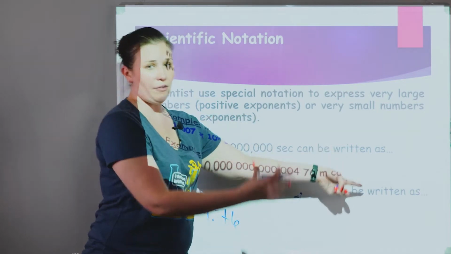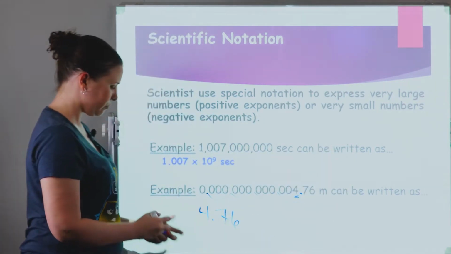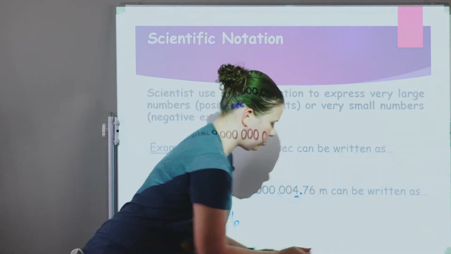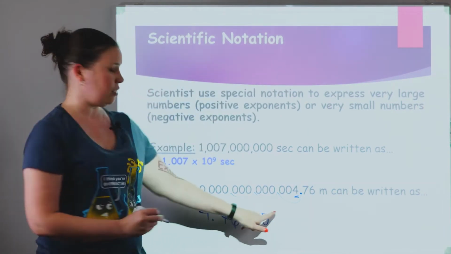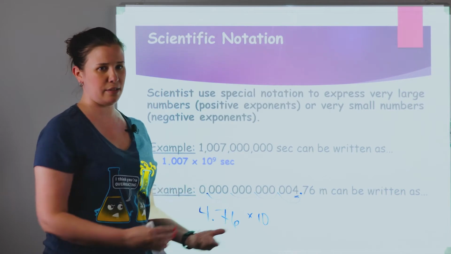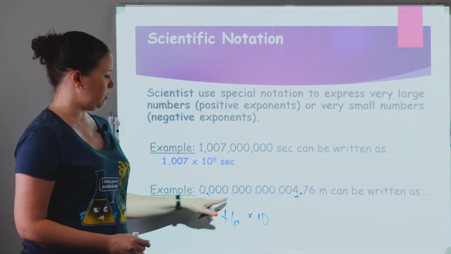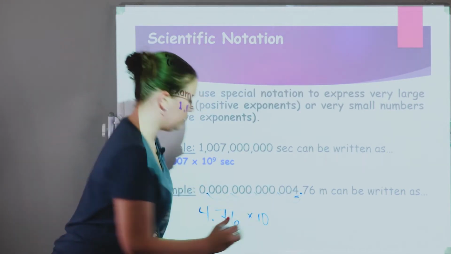If there were zeros after them, I would actually include them, just to give you a peek at that scientific notation thing. And then I'm going to write times 10. And now I need my exponent. How many places did I actually move? That was the 3, 6, 9, 12.